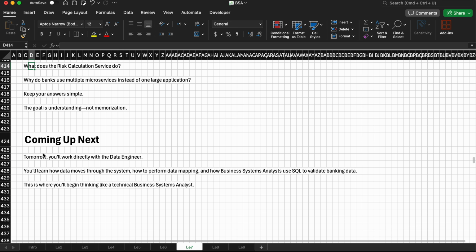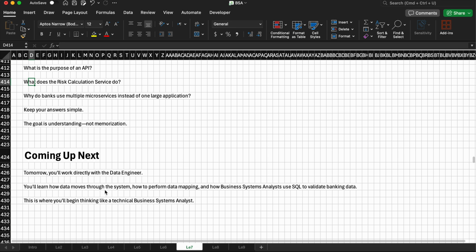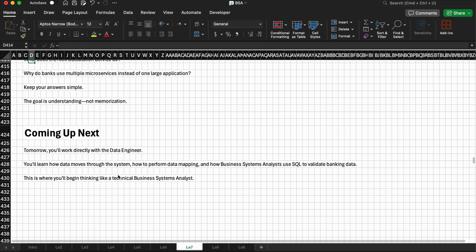Okay, so what's coming up next? Tomorrow you will work directly with the data engineer. I forgot the data engineer's name, but you will work with the data engineer. You will learn how data moves through the system, how to perform data mapping, and how business system analysts use SQL to validate banking data. This is where you will begin thinking like a technical business system analyst.